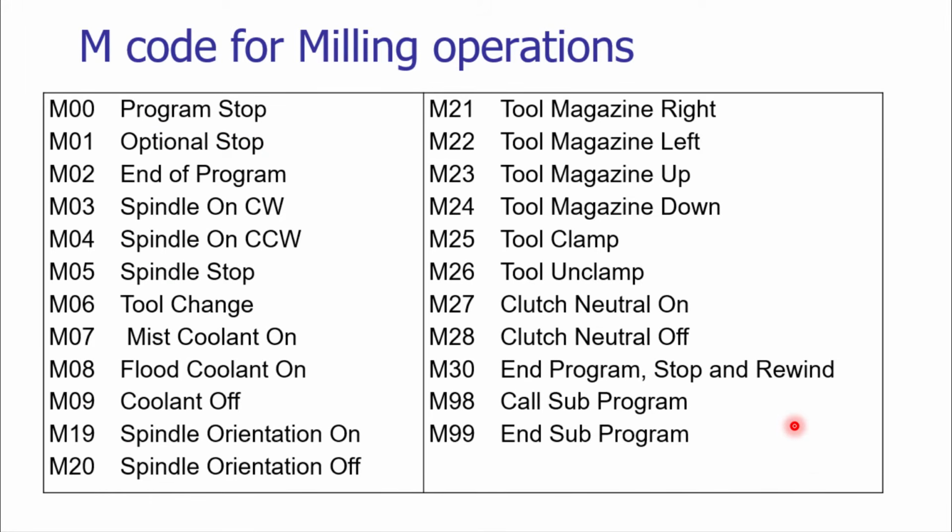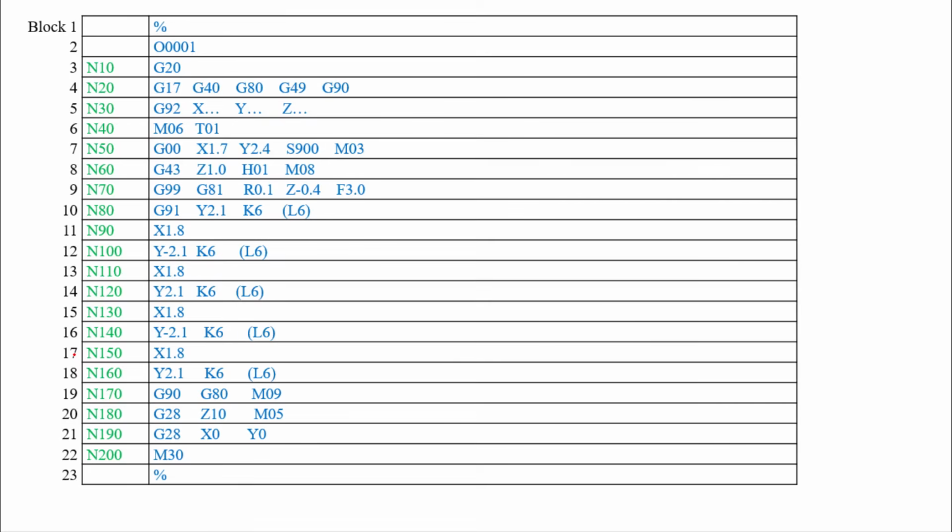So when I'm referring to the CNC part program, I request you all to get a printout of these codes and keep with you when you are learning the G code and M code or CNC part programming. The notes provided in the course will have these codes. Fine. So let us look at the CNC part program.